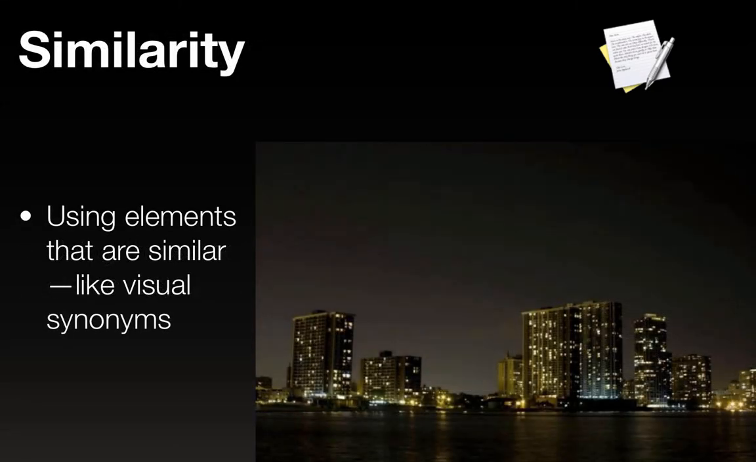Similarity is another way to unify. That's a good, easy way to unify your compositions, using elements that are similar. Think of that like visual synonyms. So in this Chicago cityscape, by the north side, the buildings aren't all identical, but they look very similar. It's the Chicago style around the north side there.